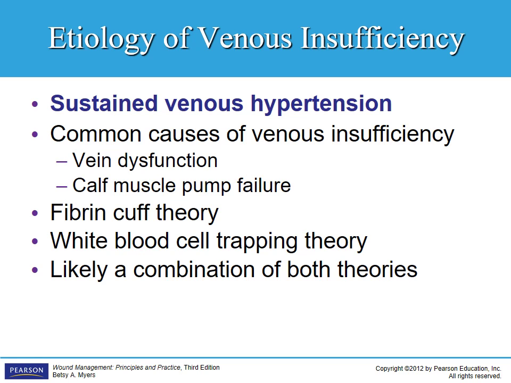So the reason for some of this, the fibrin cuff theory says that the fibrin creates damage to those valves. Then there's also the white blood cell trapping theory, but likely what happens is a combination of both theories that causes this venous dysfunction and the calf muscle pump failure.